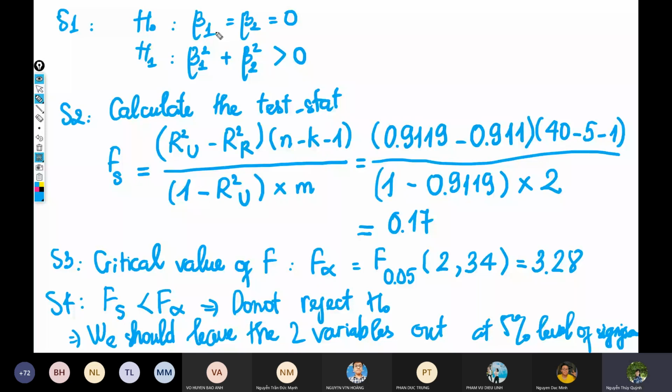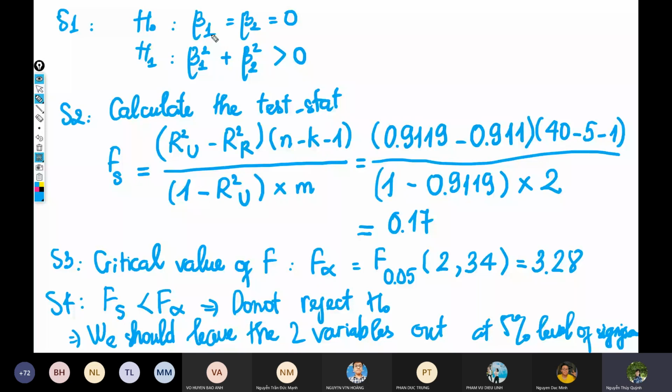Did you get it? Also, you can say that m is the number of parameters in the null hypothesis. Here we have two parameters, beta 1 and beta 2. So m is also the number of parameters, or the number of restrictions, in the null hypothesis. Any other questions?